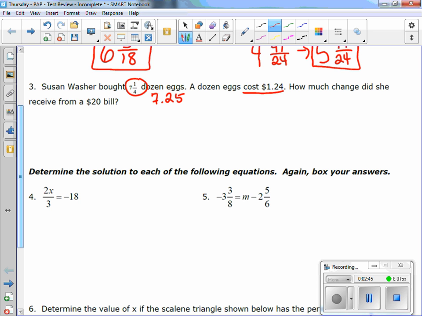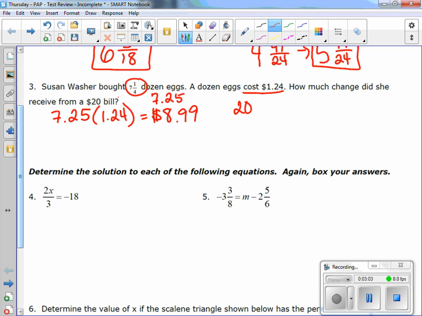So the first part that we need to do is 7.25 times 1.24. Now, if you're doing this by hand, it gets actually very lengthy, but we are letting you use a calculator. So I'm just going to tell you the answer on this part. You should get $8.99.